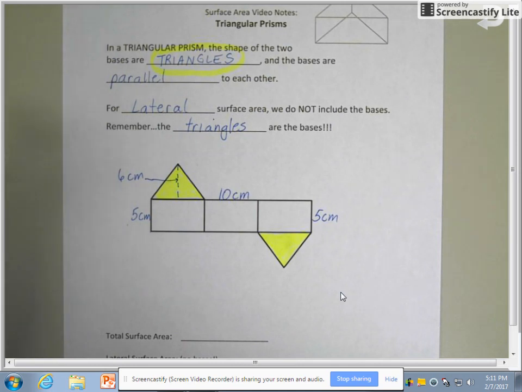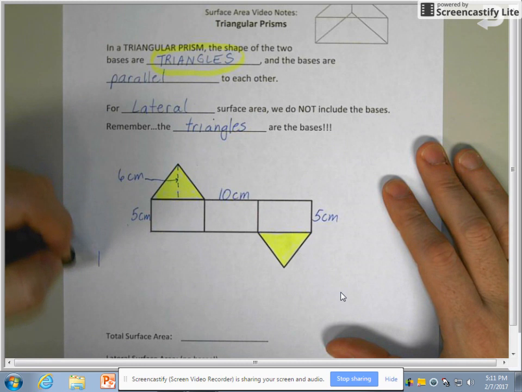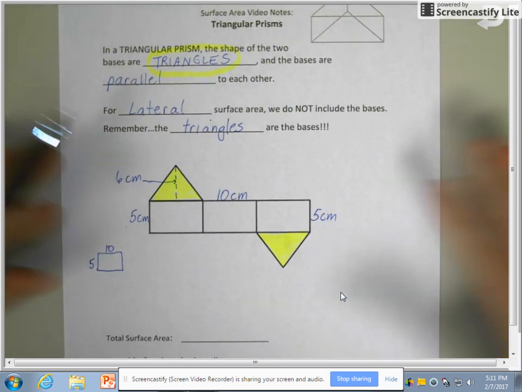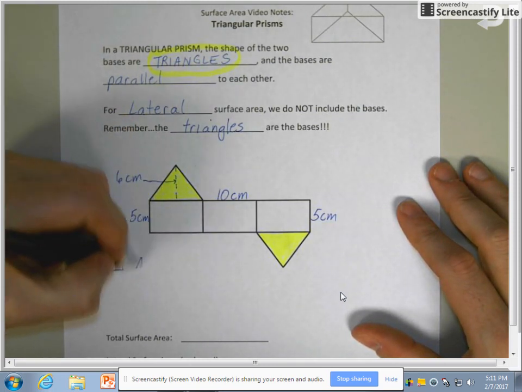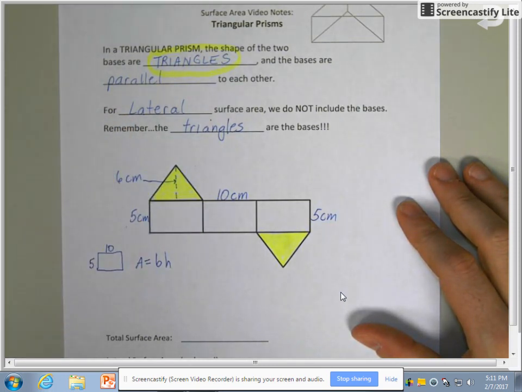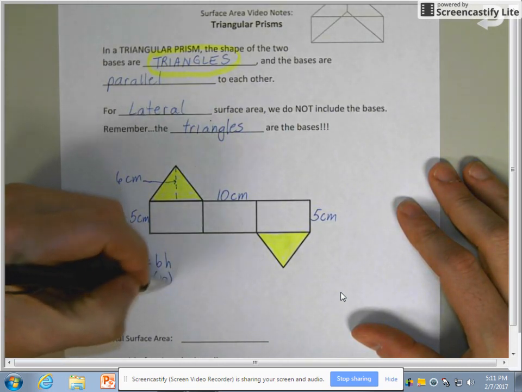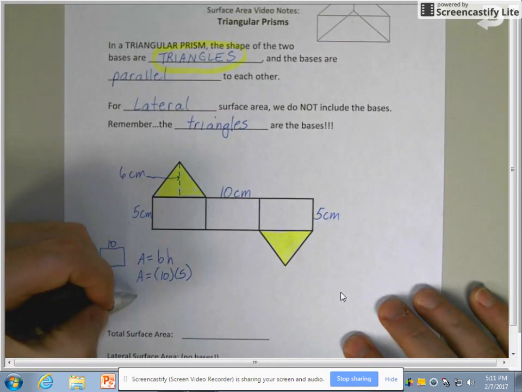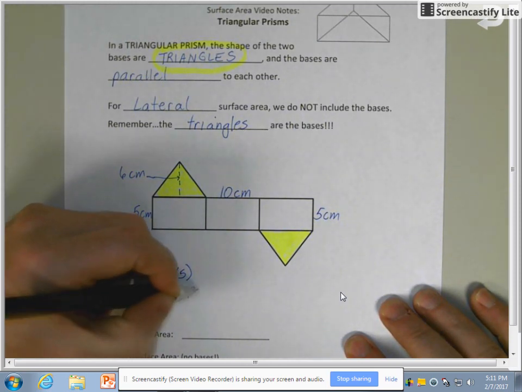When we find the area of the rectangle, let's write that number inside the shape. We have the rectangle, and this is 5 and this is 10. You multiply those two together, and it's 50. So the area for the rectangle is base times height: the base being 10 and the height being 5. We multiply 10 times 5, and the area is 50 centimeters squared.